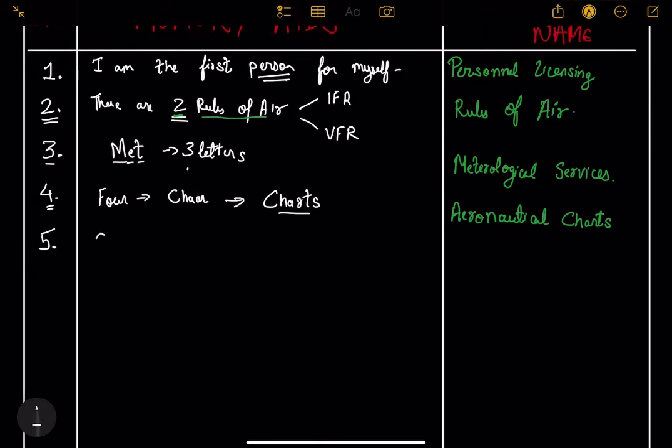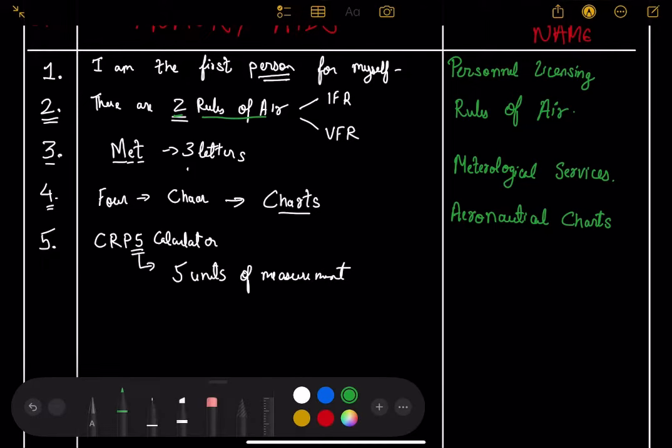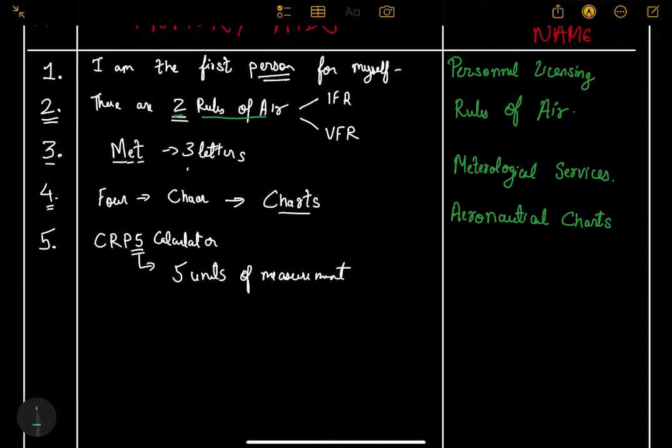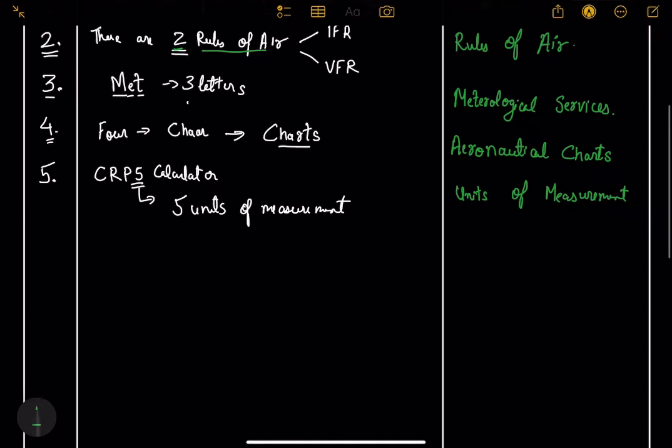Moving on to the 5th one. In the nav subject, we use a calculator known as the CRP5 calculator. Now the 5 in CRP5 refers to 5 units of measurement. So what is annexure 5? It is nothing else but units of measurement.